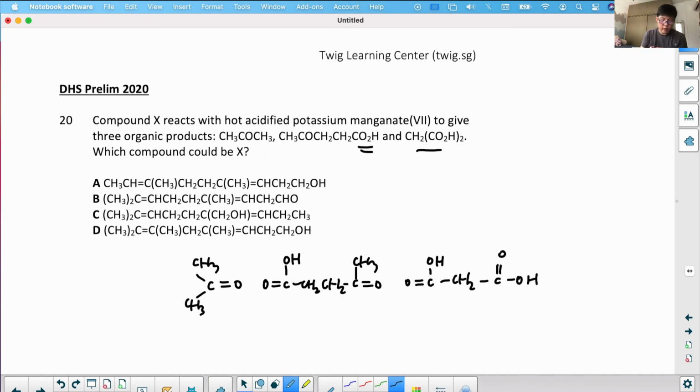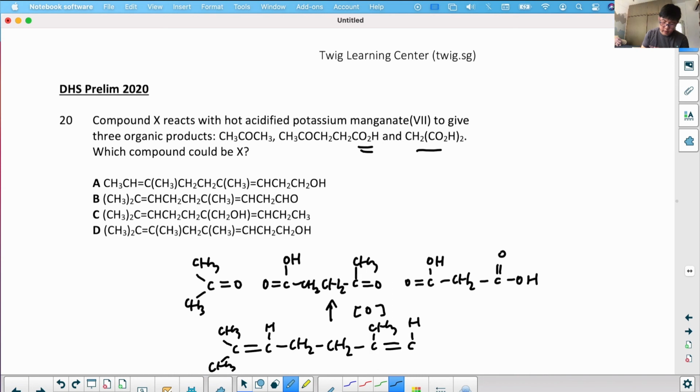So if I try to work backwards, when this was oxidized, it gave you this. You can see that this was originally an alkene, CH2, CH2. This was CH3. This was also an alkene, right? Can you see that? So I'm just trying to combine these two together. Alkene, alkene over here, and this is CH2. I guess this part is a bit tricky, but I think it fits nicely into all these actually.